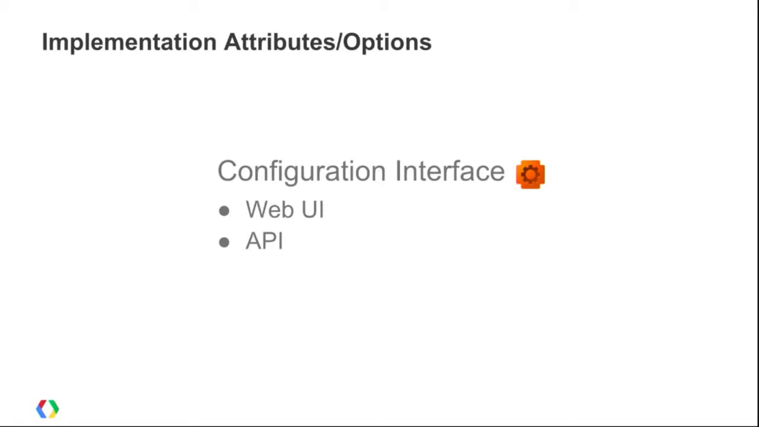So if you are using your own statistical engine, then definitely the API. Otherwise, you can use the web or the API. It's up to you.